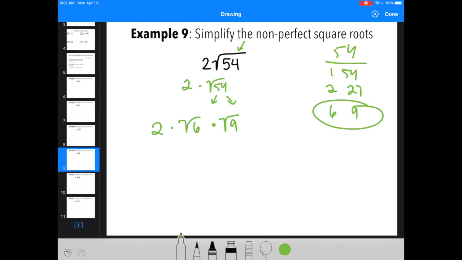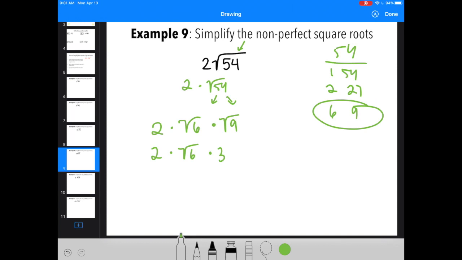All right, let's look and see if I can simplify those radicals even further. So I'm going to drop down my 2. What is the square root of 6? That does not simplify. Because if I break up 6, that gives me 1 and 6, 3 and 2, and none of those are perfect squares. So that's just going to drop down. Does the square root of 9 simplify? Yeah, the square root of 9 is 3. So now I have 2 times square root 6 times 3.